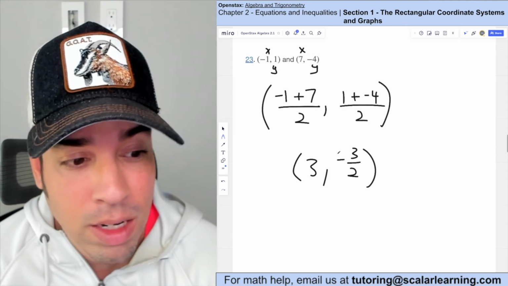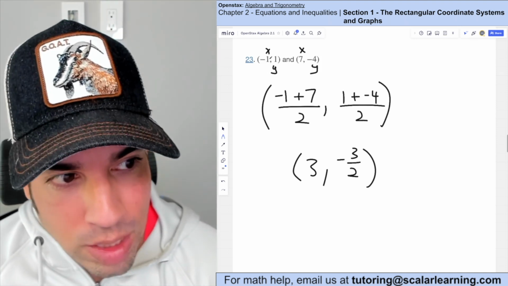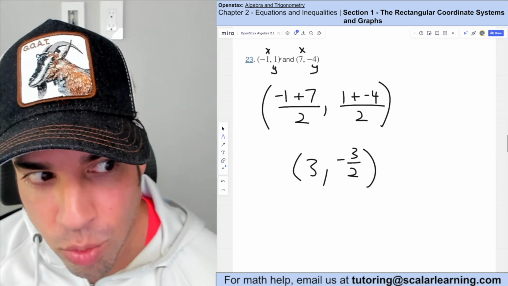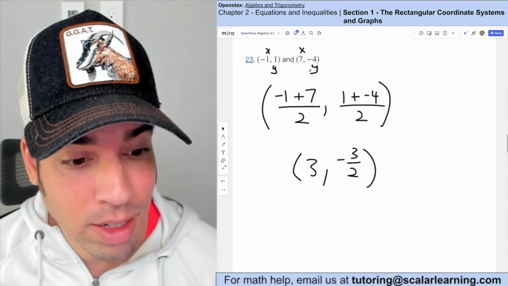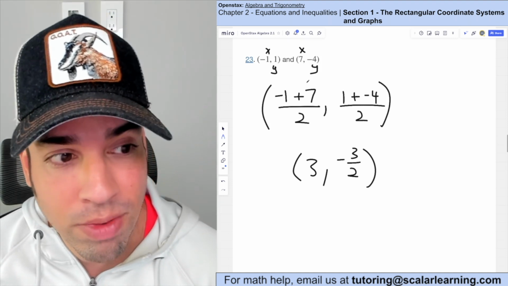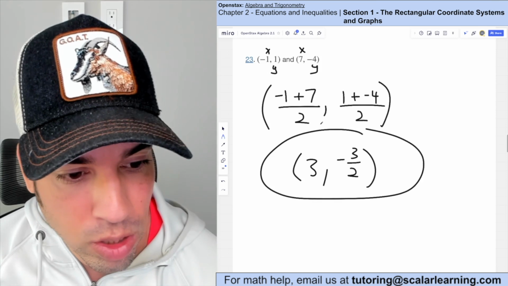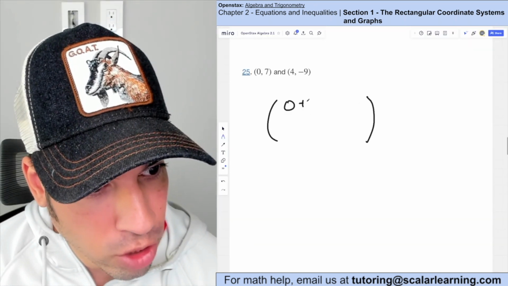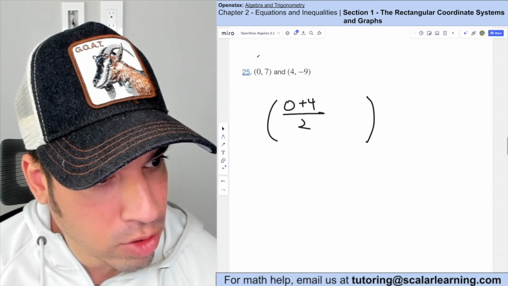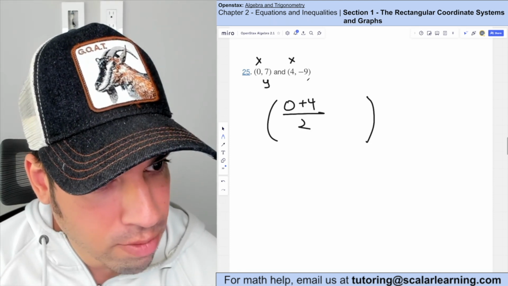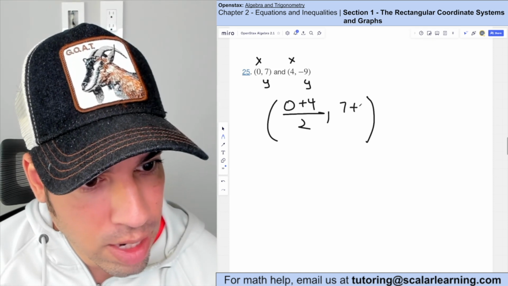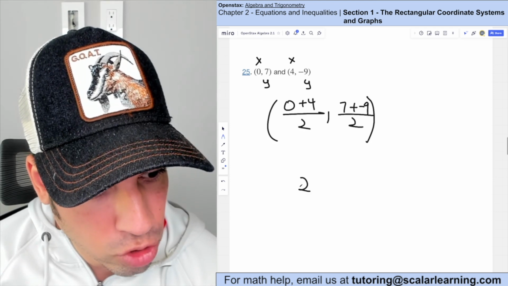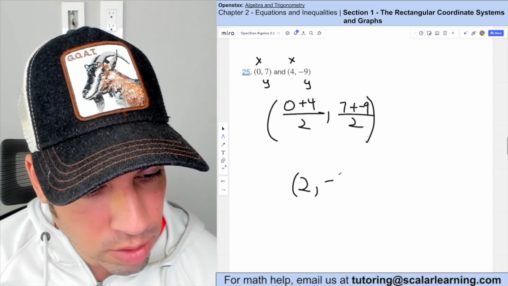The other way to think about it is what is exactly between -1 and 7? That's 3. It's 4 away from each. What is exactly between 1 and -4? -1.5, because it's 2.5 away from each. So that is the winner. Done. Here we're going to use the midpoint formula again. So we're going to take the average of 0 and 4, the x values in the x spot, and then take the average of 7 and -9 in the y spot, because those are the y values. So that's 4 over 2, which is 2, and -2 over 2, which is -1. Boom, done.